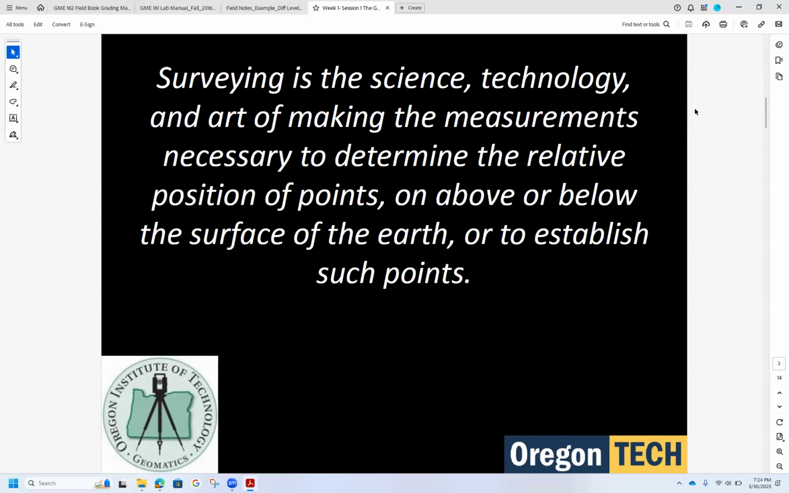So again, his favorite quote: surveying is a science, technology, and art of making the measurements necessary to determine the relative position of points on and below the surface of the earth or to establish its points. Believe it or not, he required us to remember this whole paragraph line by line in each test that we took. Otherwise, we'd be deducted points. This would be the very first question that we'd have to memorize and write word by word, verbatim. Otherwise, we missed out on points.